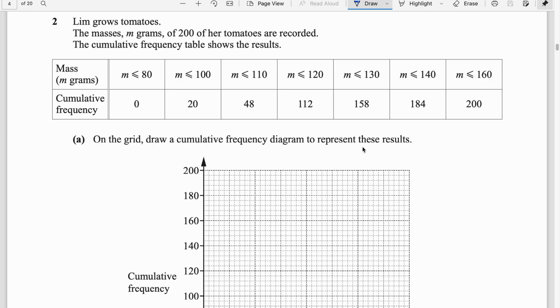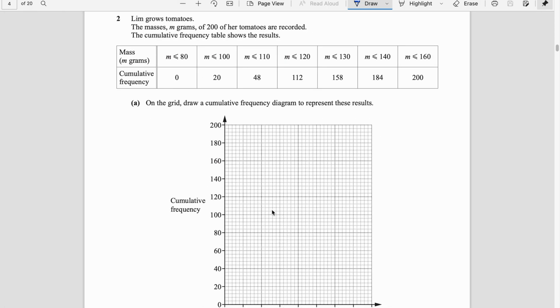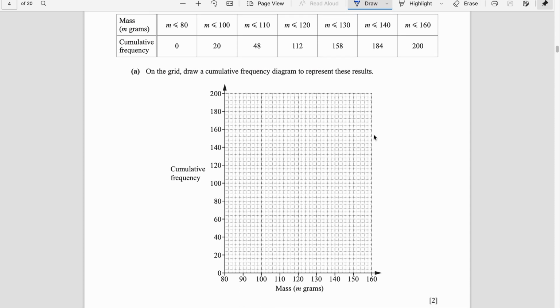Question number 2. Lim grows tomatoes. The masses, m grams, of 200 of her tomatoes are recorded. The cumulative frequency table shows the results. On the grid, draw the cumulative frequency diagram to represent these results. So here we go.